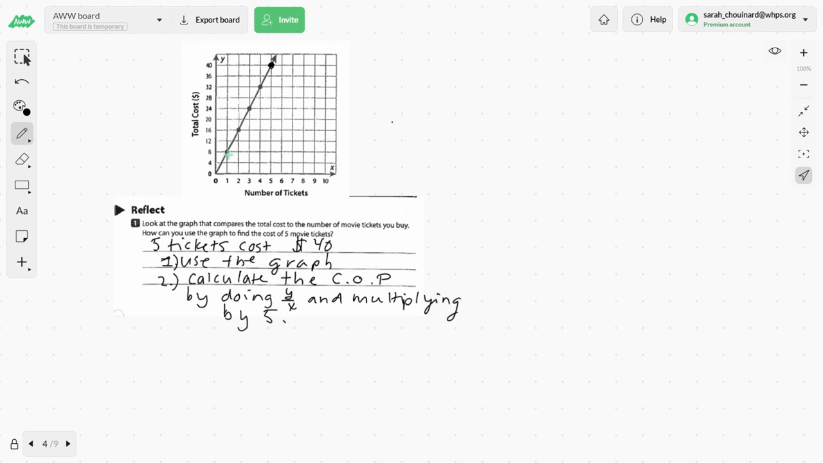So for instance, when I do 8 divided by 1, I get 8. That's my C.O.P. And then if I do 8 times 5, I get 40, which tells me how much 5 tickets are going to be.